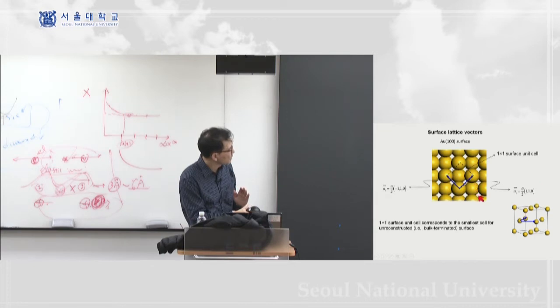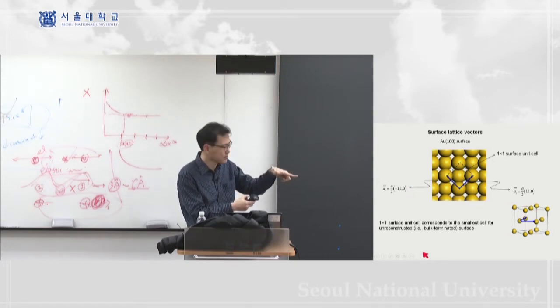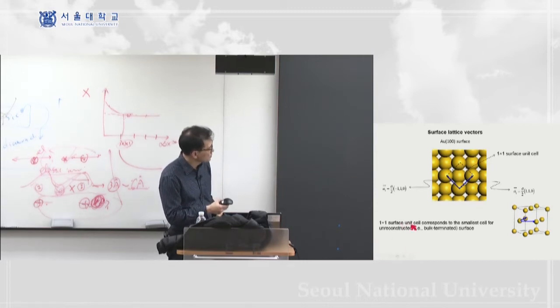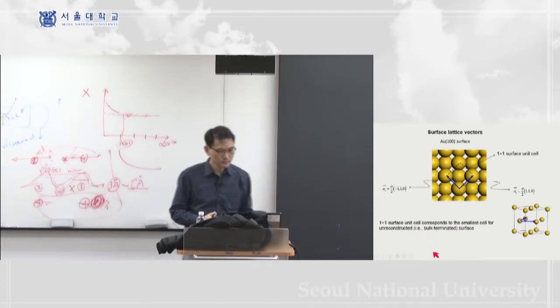All right, and specifically, if the lattice parameter of this FCC is a, then the two surface lattice vectors, from this figure, you can see, are half of a times (1, 1, 0) and half of a times (-1, 1, 0). So you are changing the periodicity of your material. This 1x1 surface unit cell corresponds to the smallest cell for the unreconstructed or bulk terminated surface.